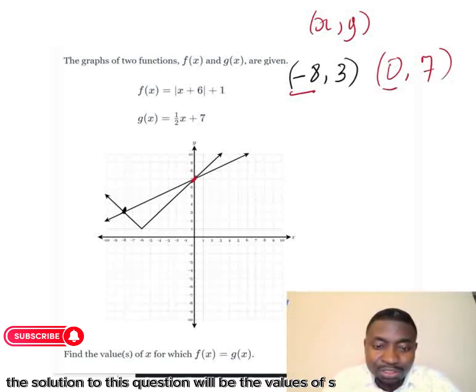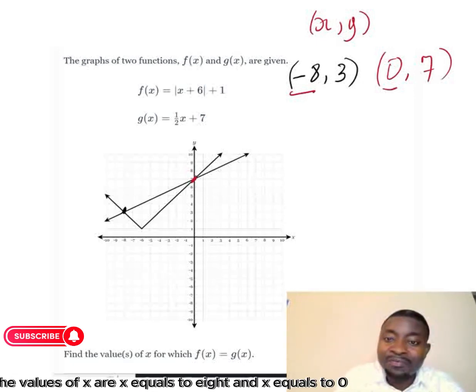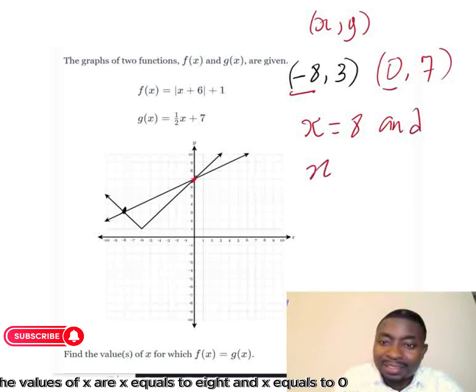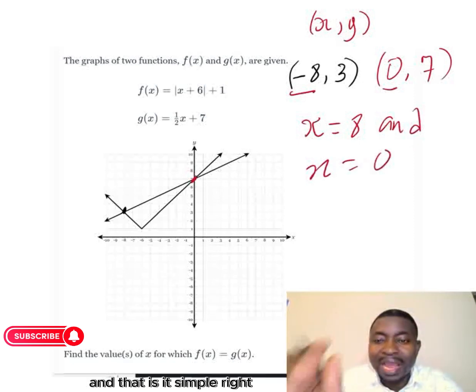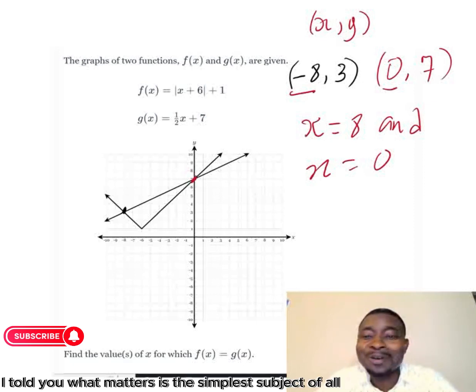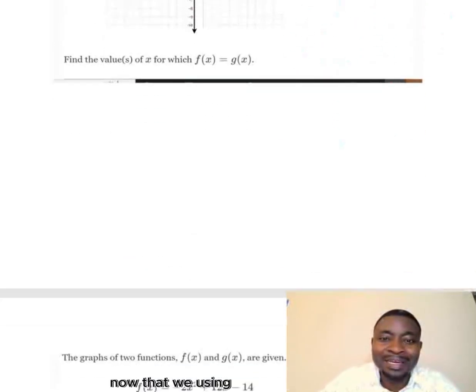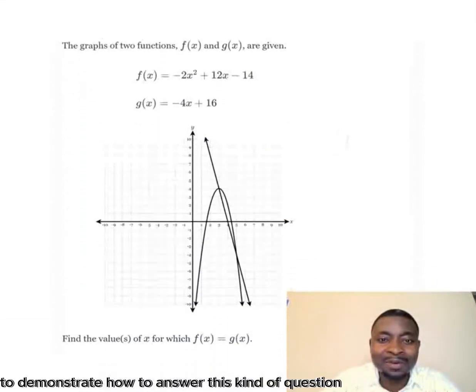So the solution to this question will be the values of x for which f of x is equal to g of x. The values of x are x equals negative 8 and x equals 0. And that is it. Simple, right? It's not difficult. You see, I told you, mathematics is the simplest subject of all. Not difficult at all. Now, let's look at the second example that we'll be using to demonstrate how to answer this kind of question.